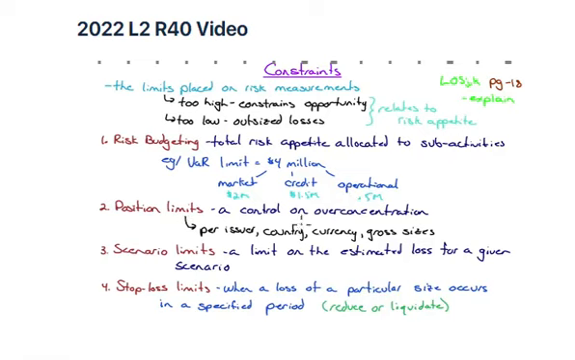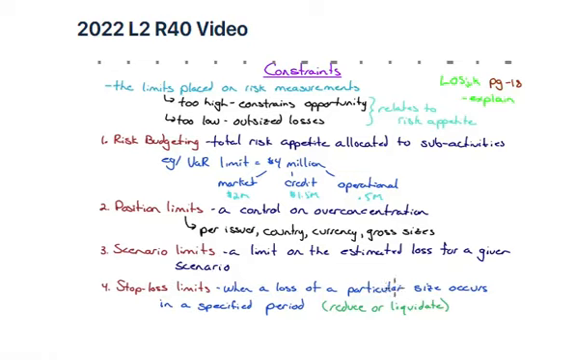Position limits. This is a control on overconcentration. So you have position limits per issuer, per country, per currency, on gross sizes. Scenario limits, a limit on the estimated loss for a given scenario, so that if you run a particular scenario, you may have a threshold loss that you say, well, if within this scenario the potential loss is greater than this threshold, let's change the allocation of our assets. Let's rebalance this portfolio, run it again until, given this particular scenario that we're running, the loss that would occur is below the threshold. And stop loss limits.